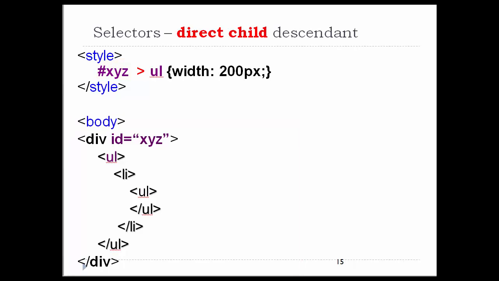However, if we wanted to limit it to a direct child descendant, so that it only applies to the first UL, a direct child, not a grandchild, which is technically what the second UL would be, we can use that greater than sign in our selector syntax to indicate that that UL is a direct child. This is not that commonly used, but it's good to know.